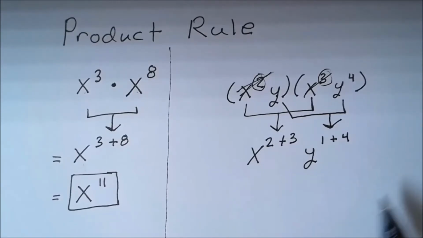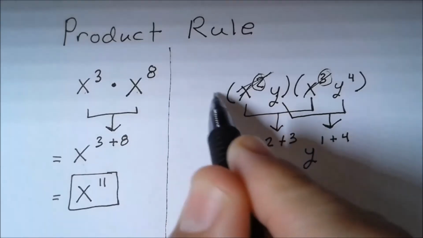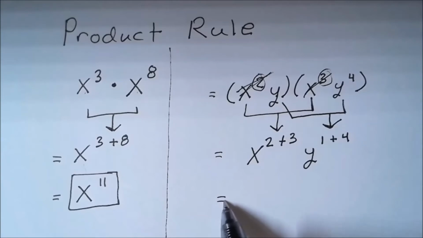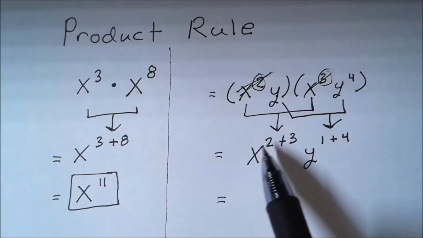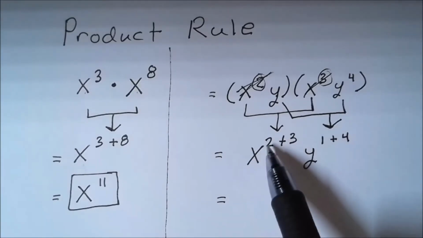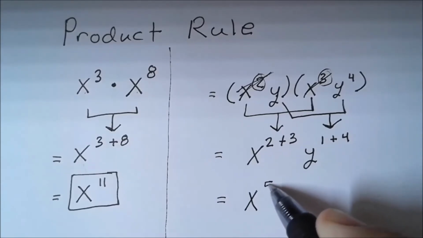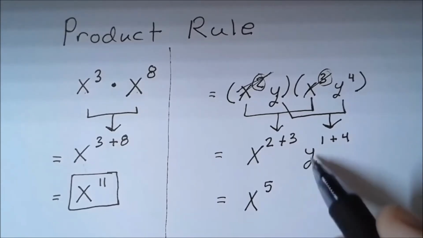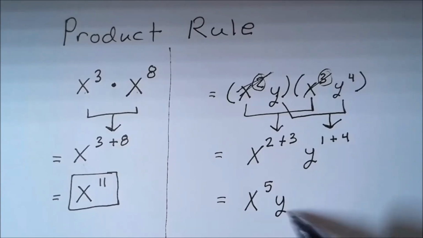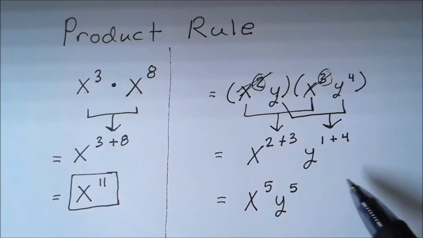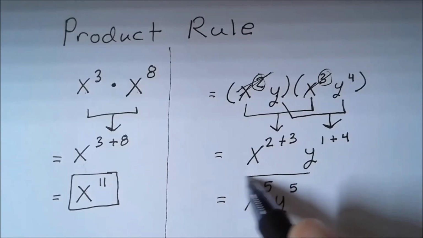So now that we've got this written out, this is an equivalent statement. In other words, if it was that, it's equal to this. And we can refine it more, right? Because we know how to do 2 plus 3, so we can say x to the 2 plus third power gives me x to the fifth power. And then we could say that's multiplied times y to the 1 plus 4 power, which gives me the fifth power. And that is my final answer.